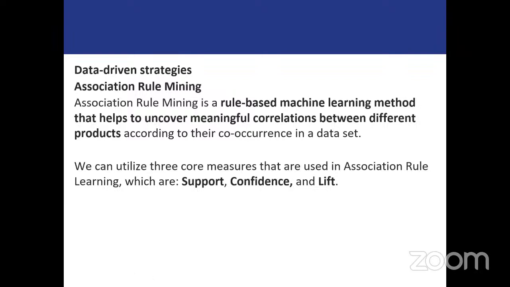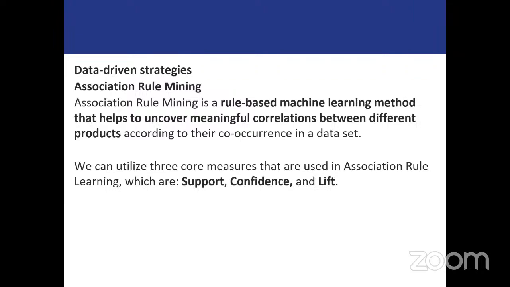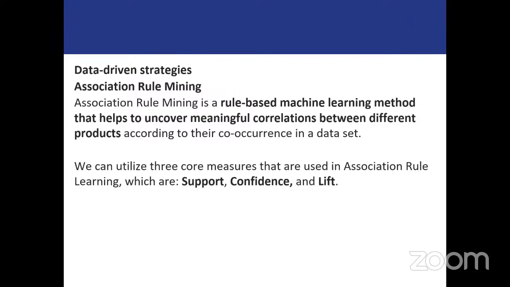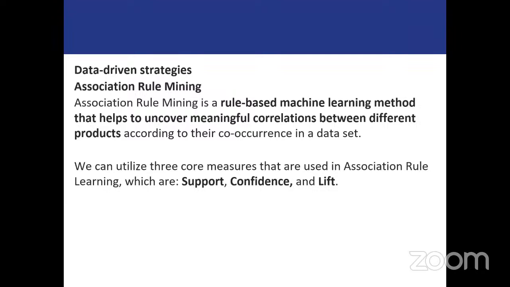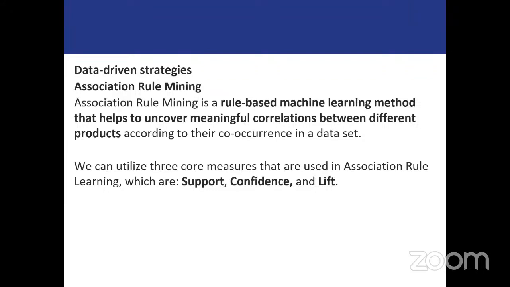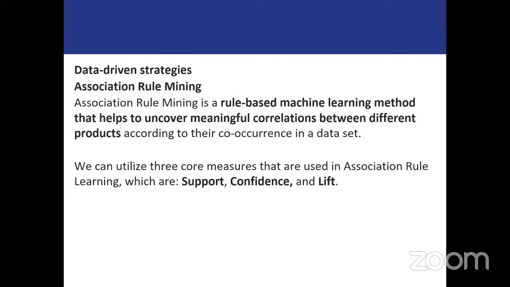Here, it is a rule-based machine learning method that helps to uncover meaningful correlations between different products. This is on the basis of co-occurrence in a data set. This co-occurrence is happening naturally. That is why it comes under machine learning, specifically unsupervised learning. It is happening naturally, and I am capturing the pattern here. We have to understand three important concepts: support, confidence, and lift. We will see one after another now.